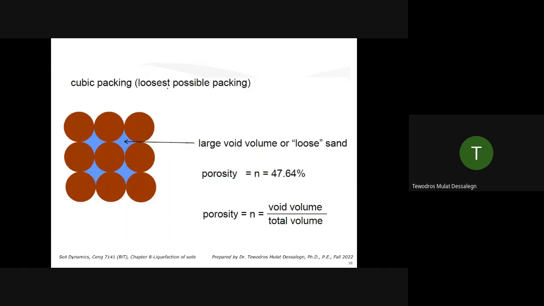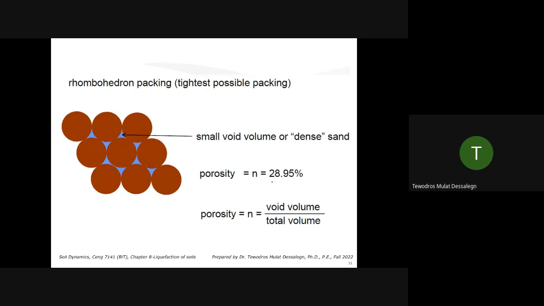Cubic packing is the loosest possible packing. You have large void space. If you have perfectly like this, only one particle touching other 6, then the porosity you can calculate from the geometry is about 47.6%. Porosity is volume of void by total volume. However, in the tightest packing, you have small void volumes, or dense. Then n will be 28.95%, very low porosity, because we have less void spaces now.